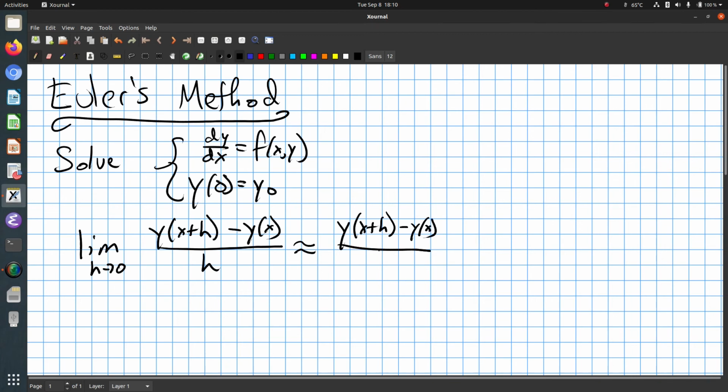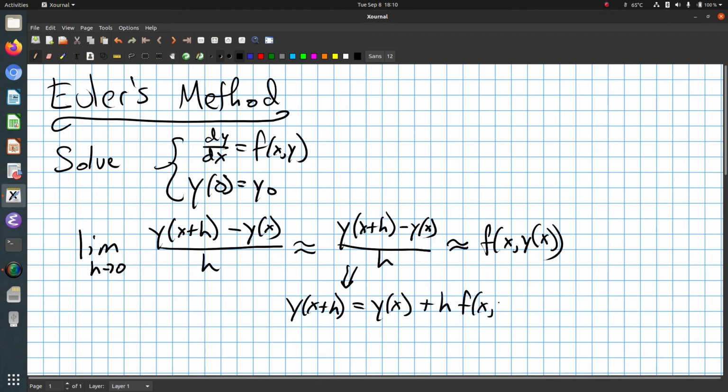So we're taking some fixed value of h, which is not going to 0. And the point is that we're going to say that this is approximately equal to f of x, y, where of course y is evaluated at x. Solving for y of x plus h is not at all difficult. And this is indeed Euler's method. The point being that later values of y are determined by, and predicted by, previous values of y and, of course, x.